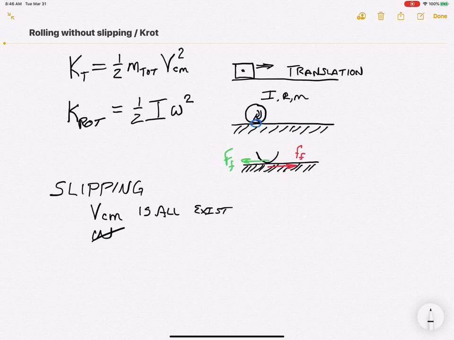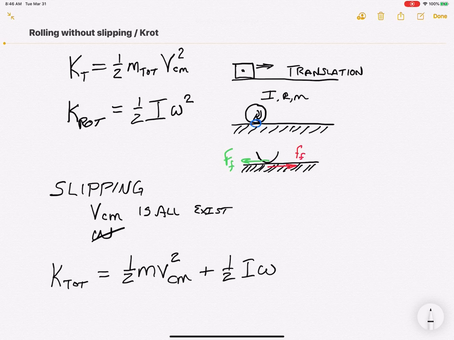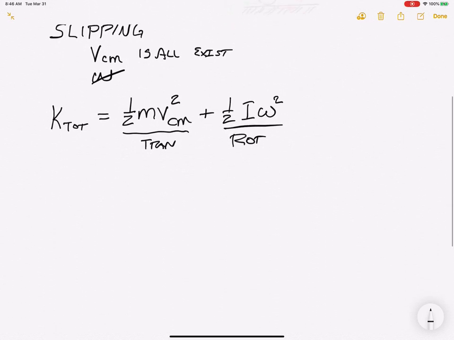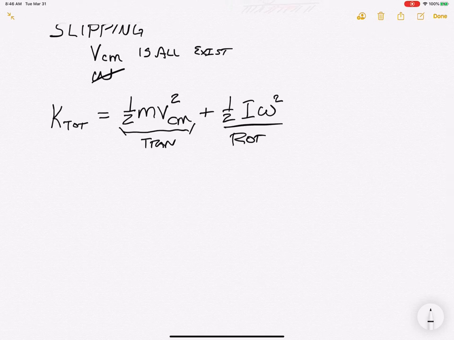So the second thing I want to talk about is that we can combine and have a new definition of kinetic energy, which is given by 1/2 m v center of mass squared plus 1/2 I omega squared. Translational, rotational. And we can do this because we know what the center of mass is.